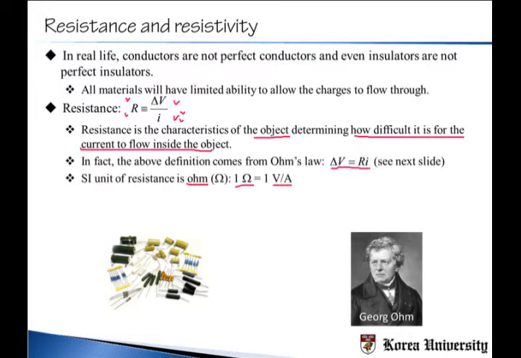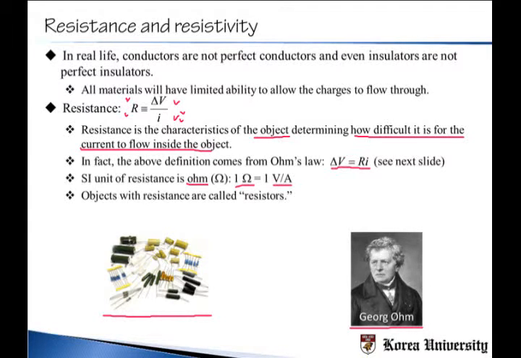And where do you think this name ohm comes from? Of course, it is from the discoverer of Ohm's law, Georg Ohm, who is a German physicist, okay? And objects with resistance are called resistors. And here many resistors are shown in this figure. Some are small and some are large, so they have different resistance, okay?